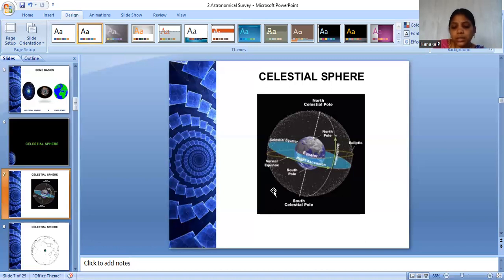So next one is the rotation of the Earth about its axis from west to east. All celestial bodies, the sun and the fixed stars, appear to revolve from east to west around a point called the celestial pole.